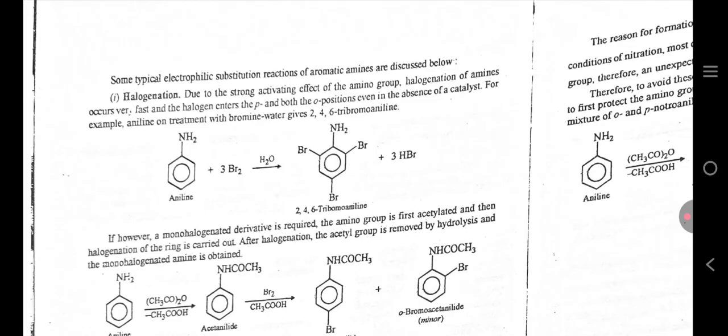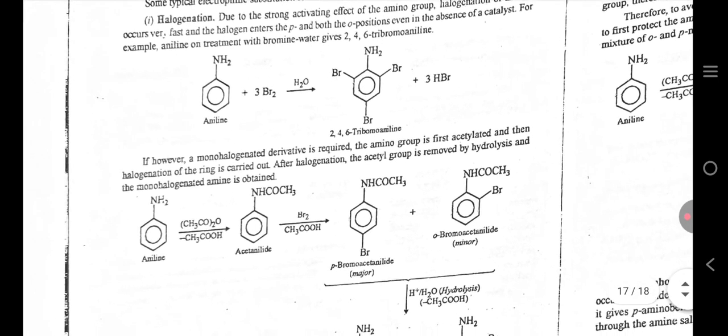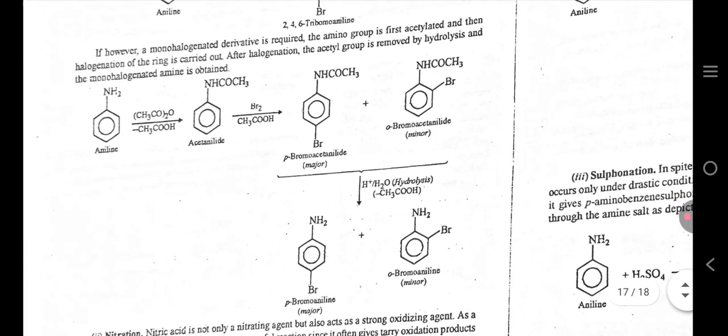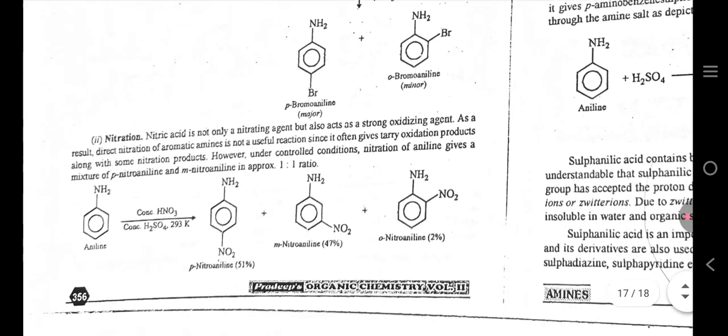Halogenation. Due to the strong activating effect of the amino group, halogenation of amines occurs fast, and the halogen enters the para and both the ortho positions even in the absence of a catalyst. For example, aniline on treatment with bromine water gives 2,4,6-tribromoaniline. If, however, a monohalogenated derivative is required, the amino group is first acetylated and the halogenation of the ring is carried out. After halogenation, the acetyl group is removed by hydrolysis and the monohalogenated amine is obtained.